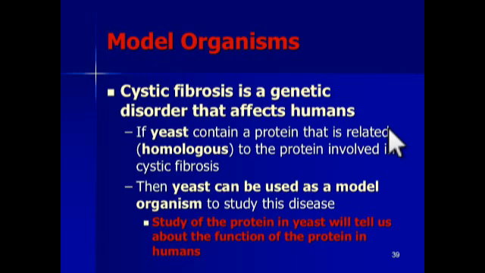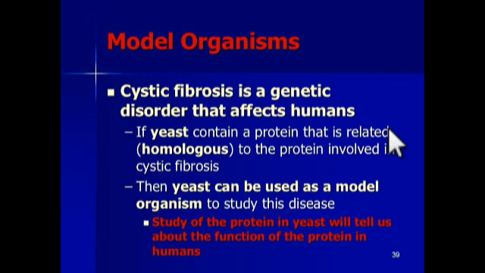Suppose we take the same example further: cystic fibrosis is a genetic disorder that affects humans. If yeast contains a protein that is related or homologous to the protein involved in cystic fibrosis, then yeast can be utilized as a model organism to study this disease. The study of the protein in yeast will tell us about the function of the protein in humans. So the task is to find a protein present in humans, and find a similar homologous protein present in another organism which can be utilized as a model organism.